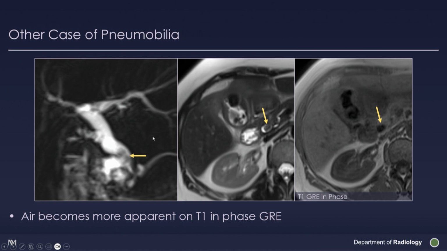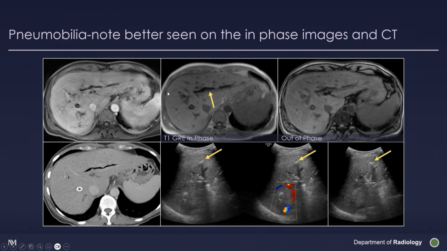But you can see here, it looks like a stone on the conventional imaging, but notice how dark and dephasing there is on the in-phase, and that's from the presence of air. In fact, air is a lot more easily seen on CT, and I find it not infrequently where the air within the intrahepatic ducts will be hard to appreciate on the MR, and sometimes it's called biliary obstruction. But when you look really closely, you can see the presence of air, especially on the in-phase images because of dephasing.